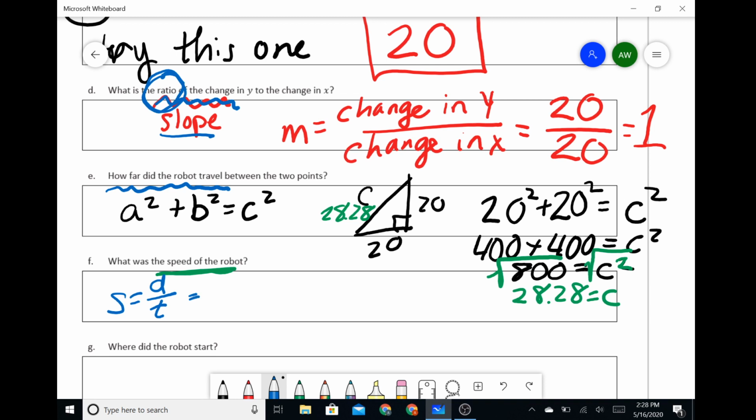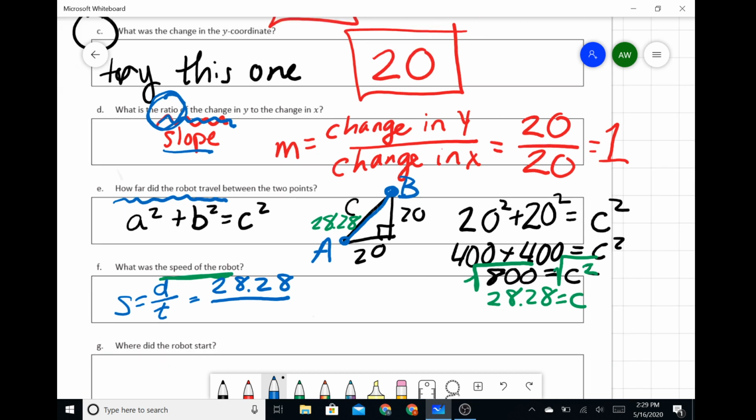So the distance we already know. We know that that's 28.28, right? That's the straight line that I traveled to get from point A to point B. That's my distance. But what about my time? What's my time? So for this question, we actually have to go back to the first question and the very initial information that they gave us.